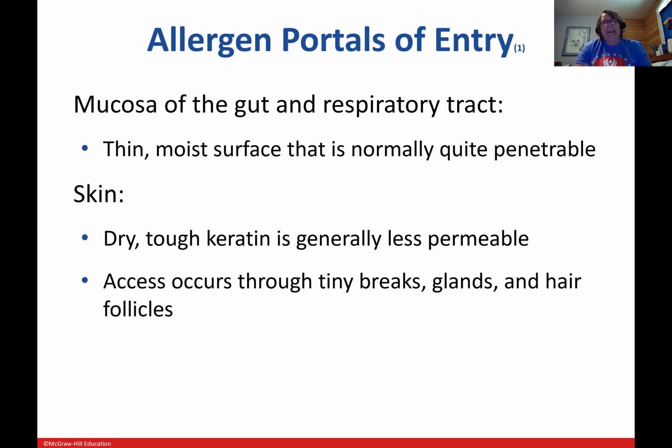So skin, again, is generally that intact surface, so that dry, tough keratin layer is not going to be very permeable. But if you have a break in the skin, then allergens can get in that way as well.